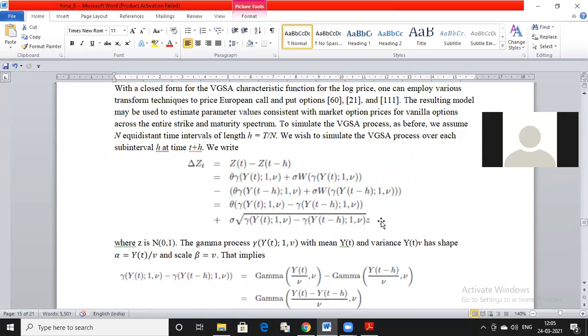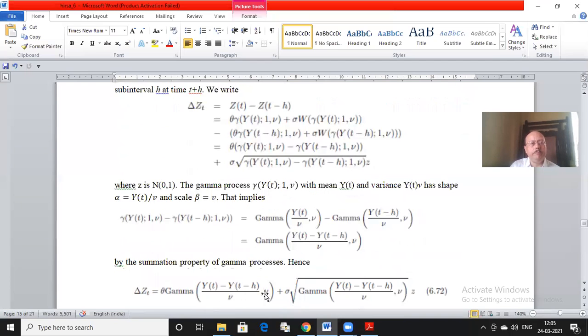Yes, sir. Again, I need to calibrate my alpha and beta. So here beta will again be nu, and alpha will be yt by nu, h by nu will be now yt by nu, which implies this expression here, under the square root, or here inside theta. The difference of the gammas will be given by the difference of these two gamma random variables, which I can write as gamma with a new parameter set by the summation property of the gamma processes, because we can assume that the differences are independent.